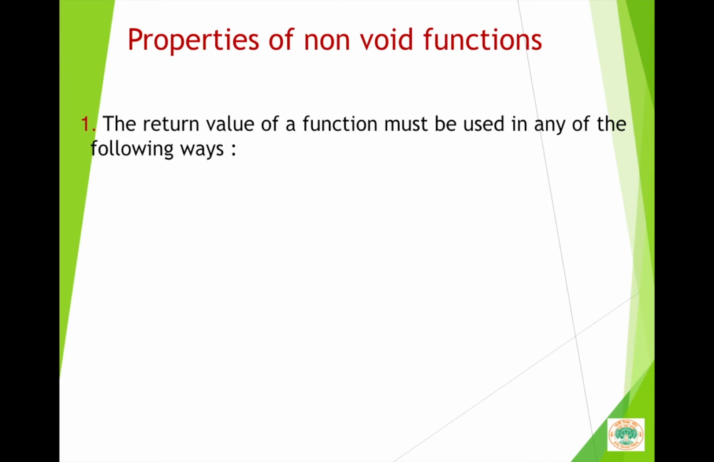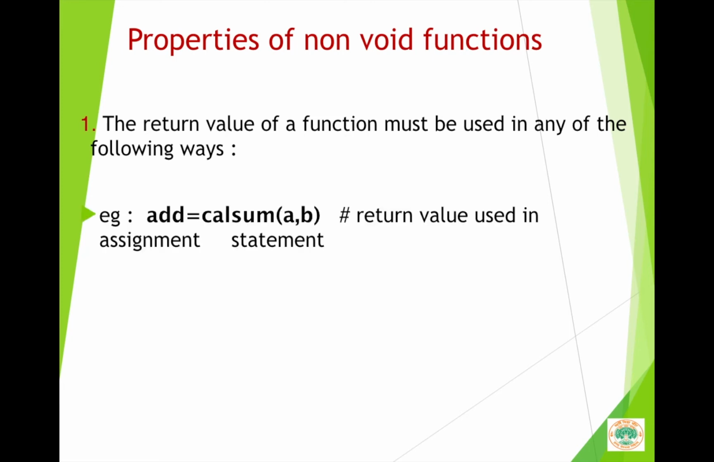So after returning a particular value, from where is a value returned? A value is returned from the function definition. After returning a value, the value can be used in the following ways. What are the ways? The first way is this particular way. This is the way in which we used in our previous session. What we did was the function calling, and after that the returned result has been stored in a variable add.